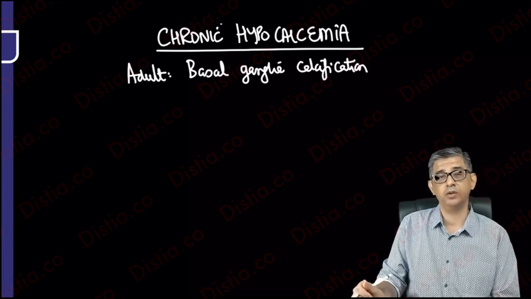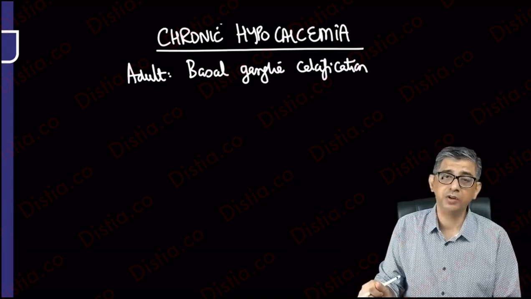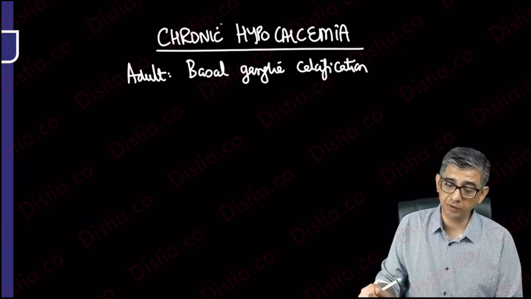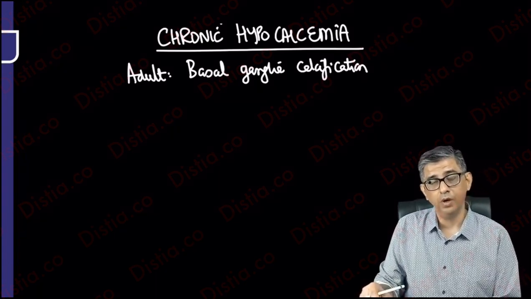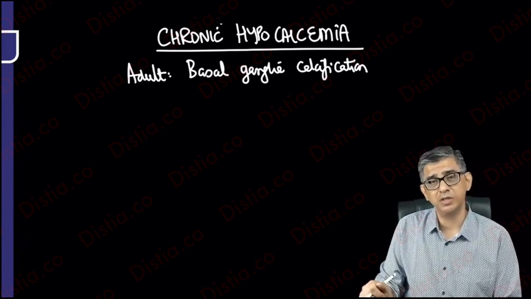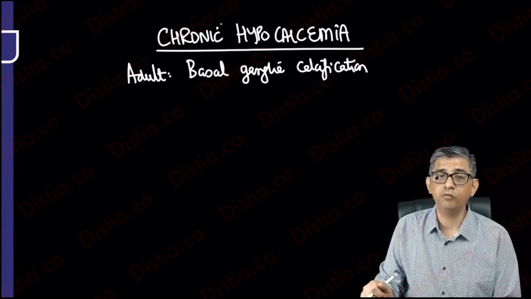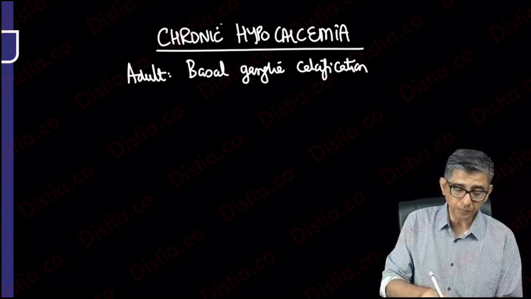The moment I write this, the query that I get in a live class, and obviously in the one that you are listening to at the moment, I get a lot of messages: sir, how is it possible? On one hand, you are saying calcification, and on the other hand, you are saying there is less calcium. Well, one, I can justify this by saying that where did all the calcium go? It got deposited in the basal ganglia, so it is less in the blood. But then how or why did it get deposited?